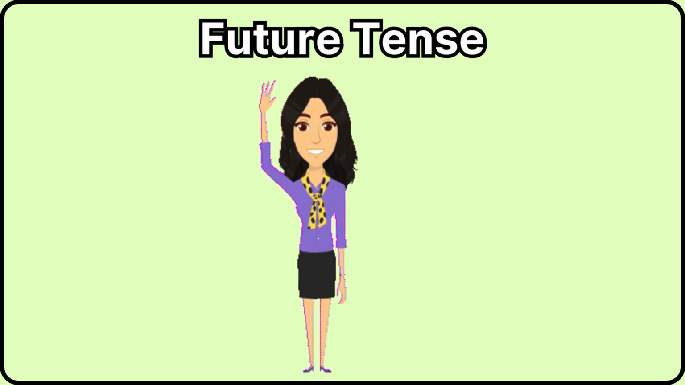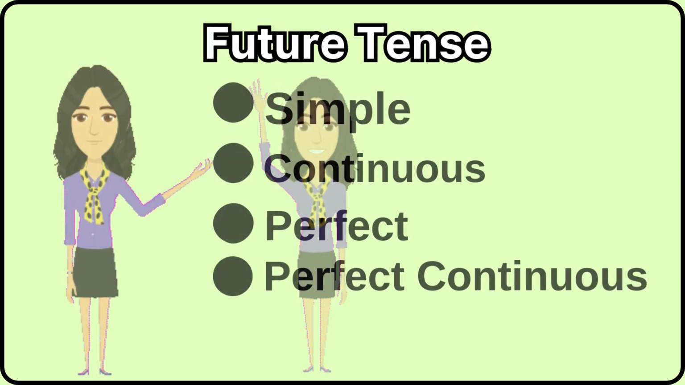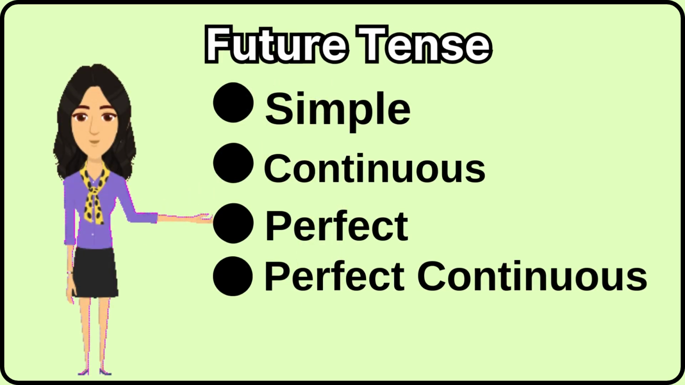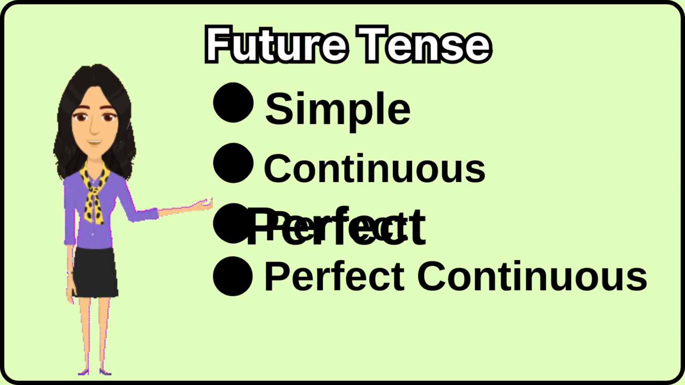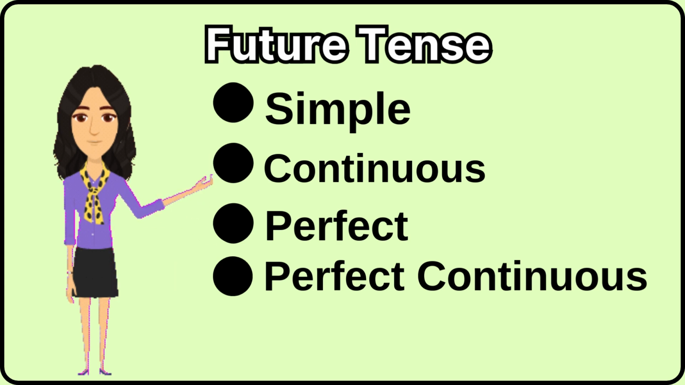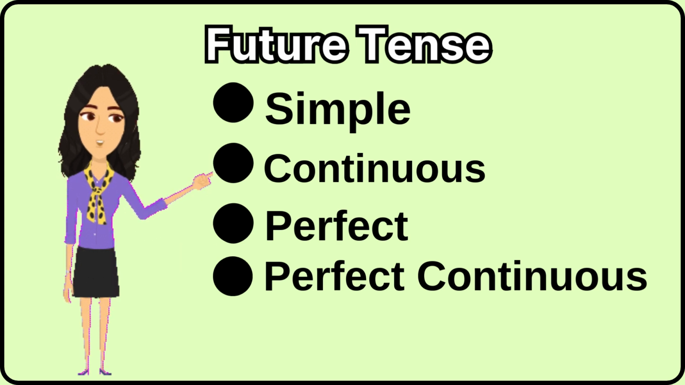Welcome back. Today, we're diving into the future tense. We'll look at its forms and see some examples. In English, the future tense has 4 forms: the simple future, future continuous, future perfect, and future perfect continuous. Each one is used for different situations, so let's break them down.